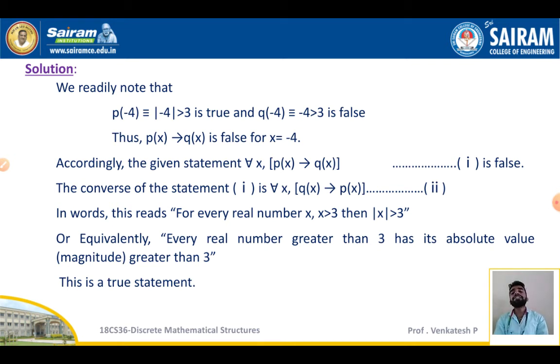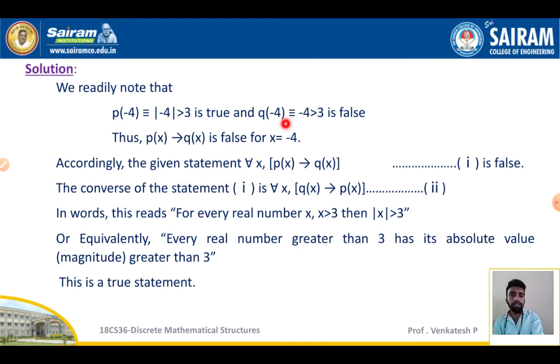Now we will see the converse of the statement. I am going to rewrite statement number 1 in terms of the converse: for all x, if q of x then p of x. I will call this equation number 2. In words, it reads: for every real number x, if x is greater than 3, then modulus of x is greater than 3. Or equivalently, for every real number greater than 3, its absolute value is greater than 3.